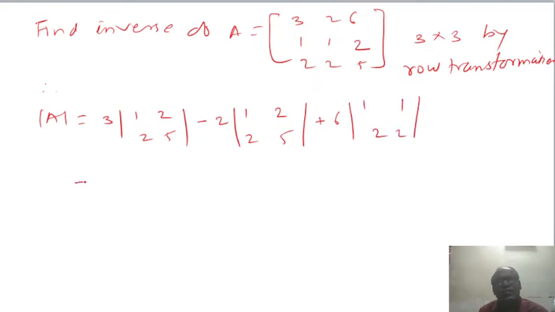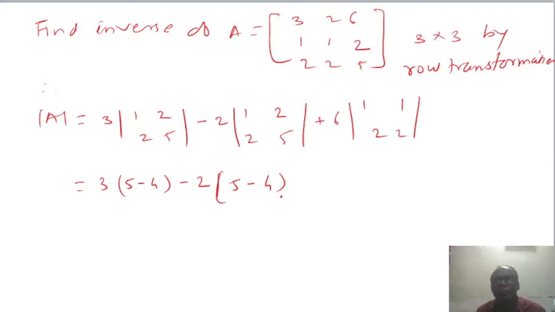Now here it is 3 into (5 1s are 5, 2 2s are 4), minus 2 into, pay attention here, (5 1s are 5 and 2 2s are 4). Remember this thing. This is first row, first column, [1 2; 2 5]. This is nothing but your second row, first row, second column, that is 1. This is first row, second column, therefore it is [1 2; 2 5].